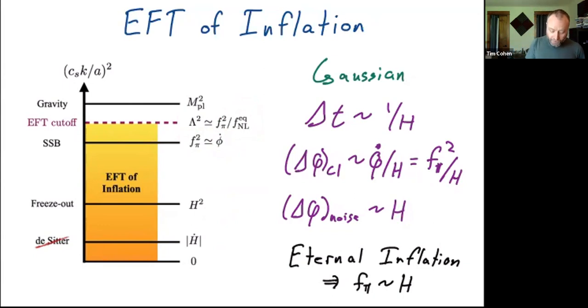And then once you go past this point here where the change in the Hubble scale becomes appreciable, now de Sitter is no longer a good approximation. And so the theory is starting to break down in this regime.